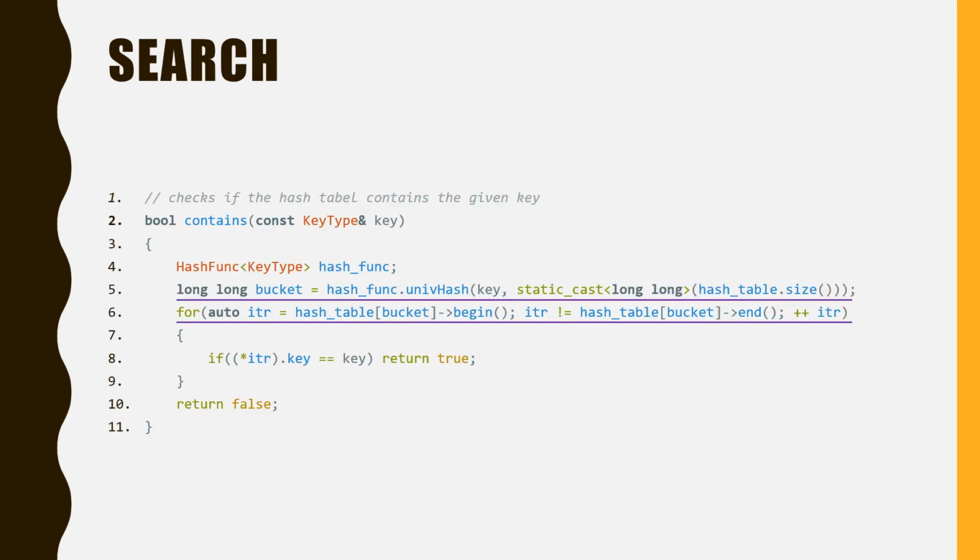Here is the search function, which we named contains. It checks whether the record with the key is contained in the hash table. In line 5, we compute the hash value of the key using the universal hash function. We will talk about the universal hash function in the later sections of this module. For now, you can consider it as a simple modulo function. In line 6, we use a for loop to scan each record in the corresponding bucket. In line 8, we compare each record's key with the search key and return true if the keys match.